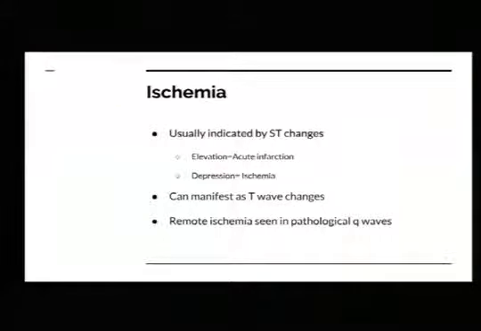So elevation equals acute infarct. Depression is ischemia. You can also see T-wave inversions and pathological Q waves after an MI. So if you see a new Q, it's done. It's over. They've already had their MI. That's due to a complete change in the morphology of their QRS complex because that cell's dead. It cannot go through the normal conduction system, so you get the Q waves and widened QRSs.